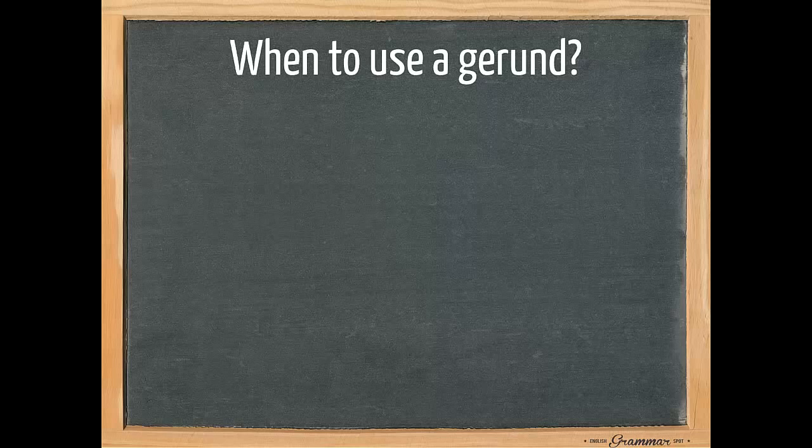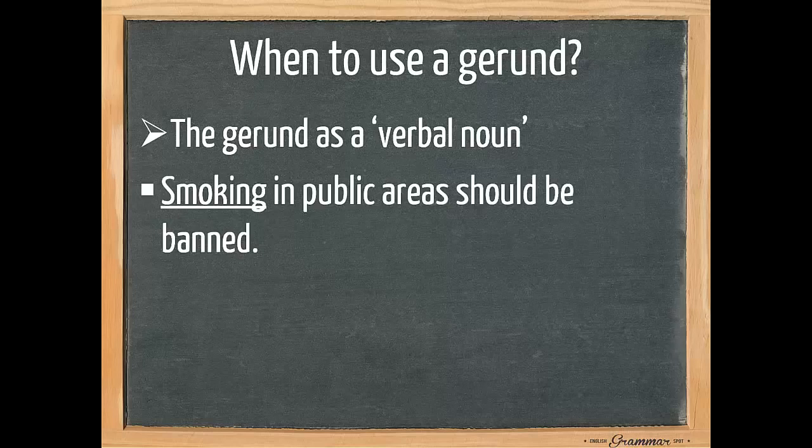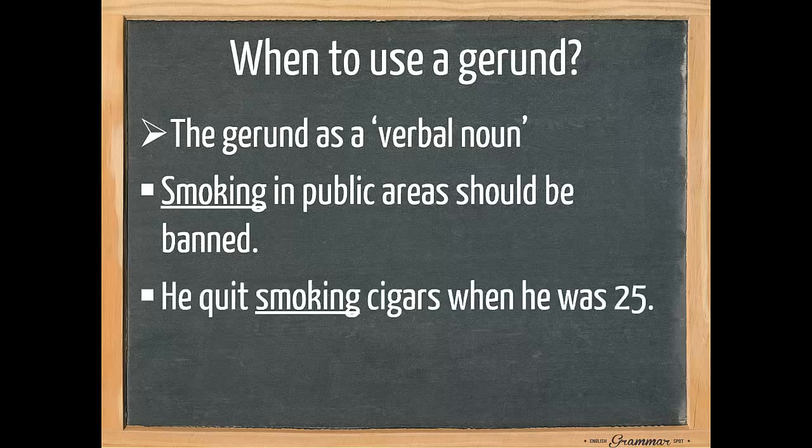Now, when do we use a gerund? First and foremost, we use the gerund often as a verbal noun, so a noun that looks like a verb. For example, smoking in public areas should be banned. So we have the verb to smoke, we've added ing, so we've made it into a noun, and it takes the position of the subject here. He quit smoking cigars when he was 25. Again, we've taken the verb to smoke, added ing, making it a noun, and then put it in the place of the object. So here it has become a noun.